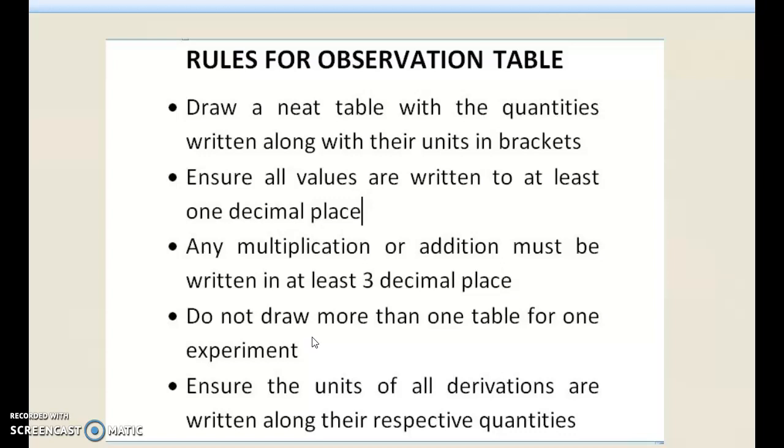So ensure the units of all derivations are written along their respective quantities. This is very crucial, especially for quantities that involve evaluations. For instance, you're given mass, and then you are given a length, and then you are asked to find an evaluation which is mass divided by length. I told you whatever values you have must be written to 3 decimal places, and then make sure you write the units of that derived quantity, which is m over l, and then the units will be what? Kilogram or gram, as the case may be, per centimeters or per meters, as the case may be, depending on the value that was given in the observation table.